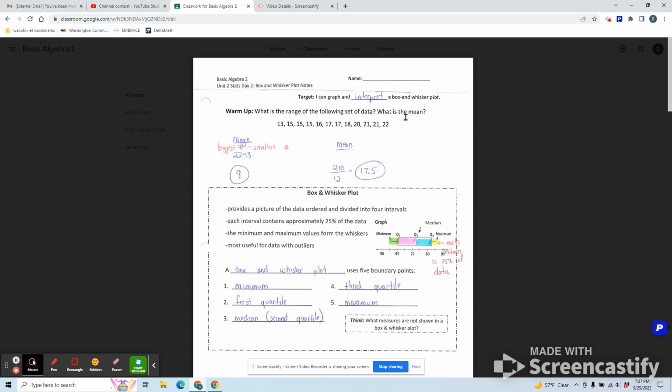And then the other warm-up question is, what is the mean? Recall that is the average of something. So I add up all of those numbers and I divide by how many data points I have. So my sum was 210 and I'm going to divide by 12. So 210 divided by 12. And in that case, I get a decimal, and that is okay. There's nothing wrong with getting decimals.